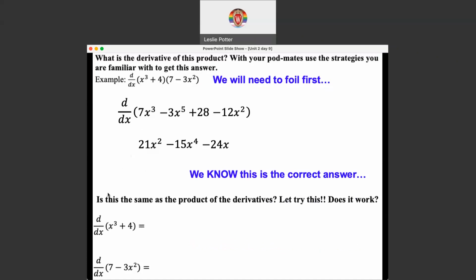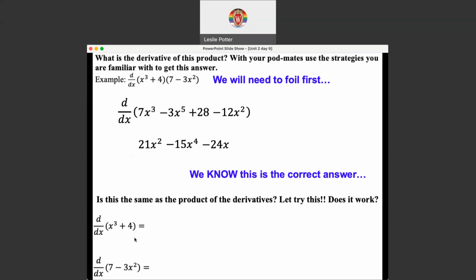Now, let's do a little investigation here, a la note style, and ask ourselves, is this the same as the product of the derivatives? So in other words, let's take a look at the play on words I'm doing here. Is the derivative of a product just the product of the derivatives? You see the play on words there? Let's try this and see if it works. Well, if we're going to take the product of derivatives, we need the derivatives of each one of these things.